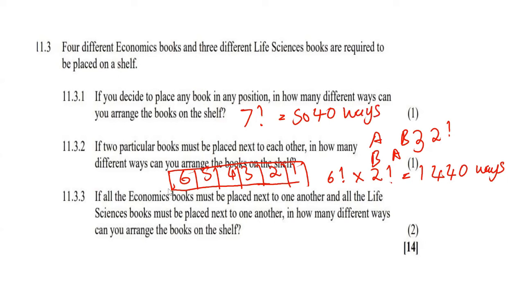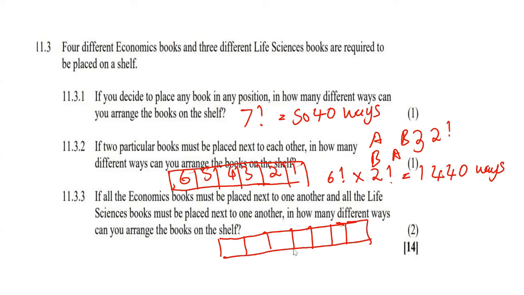11.3.3 says if all economic books must be placed next to one another and all the life science books must be placed next to one another, in how many different ways can you arrange the books on the shelf, right? So now they're saying the economics books must be next to each other and also the life science books must be next to each other. So we have 1, 2, 3, 4, right, for the economic books. And then we have 1, 2, 3 for the life science books.